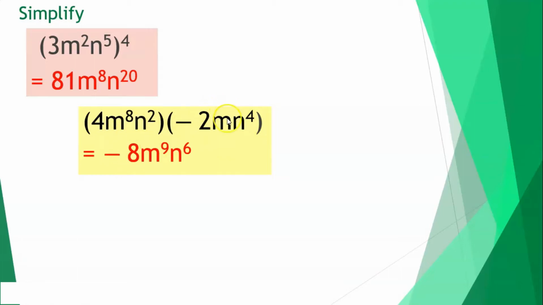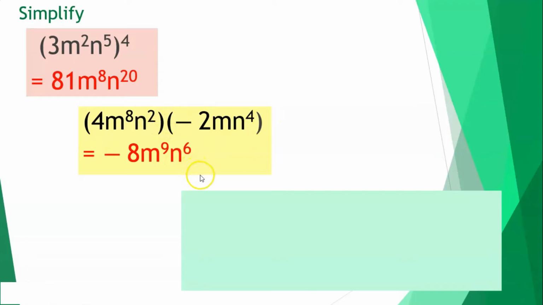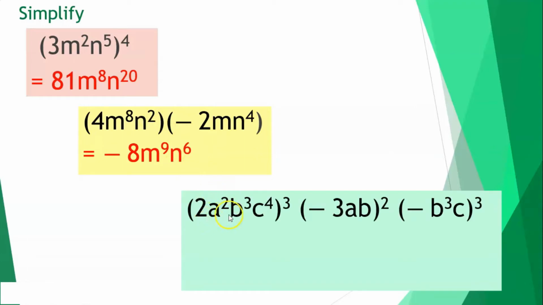8 plus 1, so we'll get 9. And 2 plus 4, we will get 6. So take note. Another: (2a squared b cubed c^4) to the power of 3 multiplied by (negative 3ab) to the power of 2 multiplied by (negative b cubed c) to the power of 3.